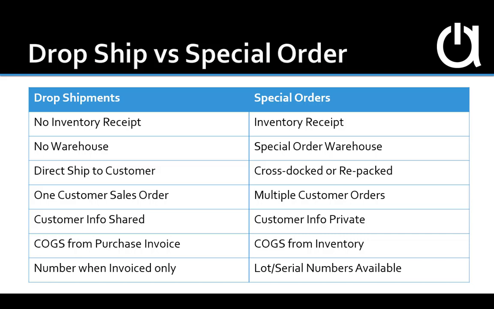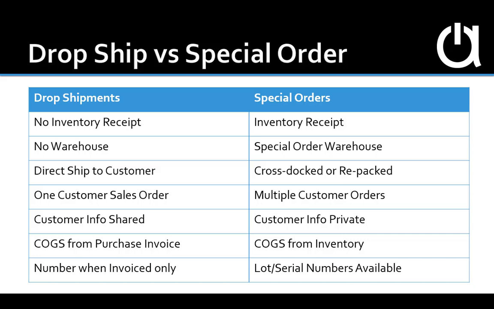And then for different control types like lot numbered or serial numbered, drop shipments will be numbered when invoiced only. So this includes if you're drop shipping an item that you consider lot or serialized as an inventoried item, but for some reason you're going to drop ship this specific order to your customer.